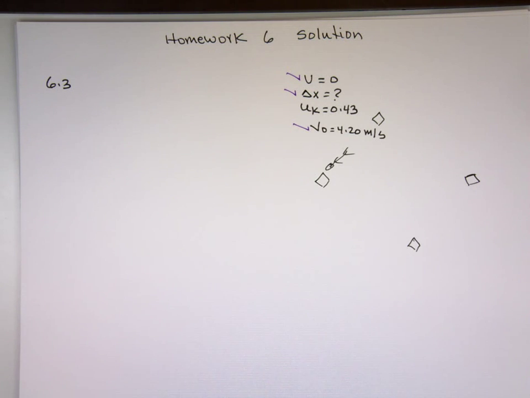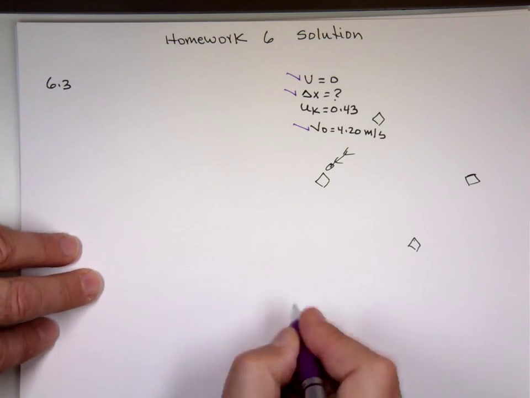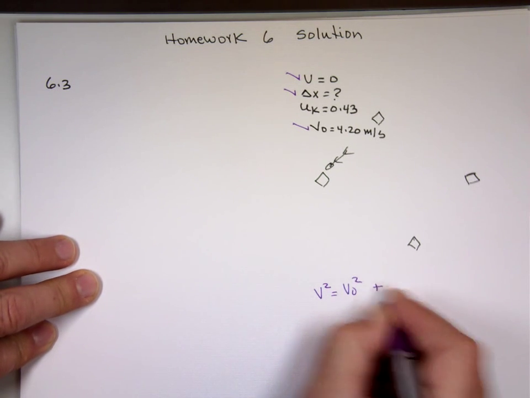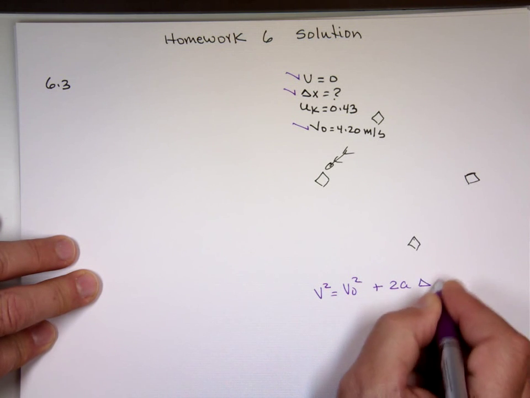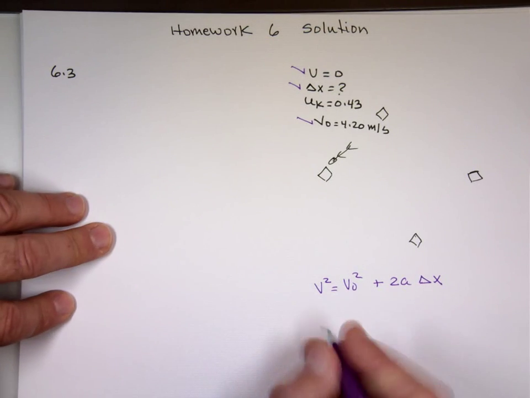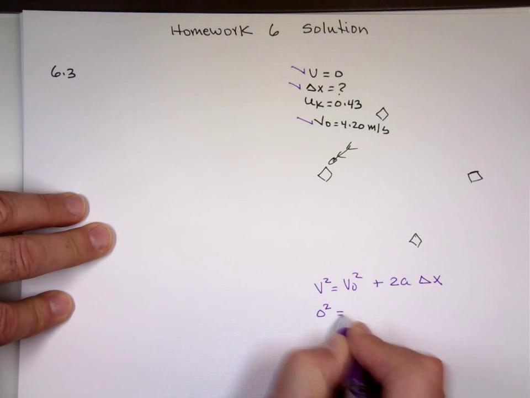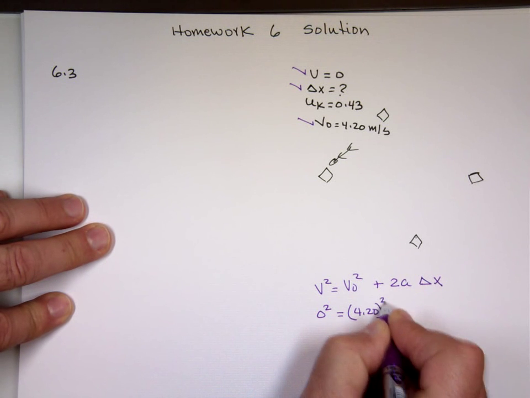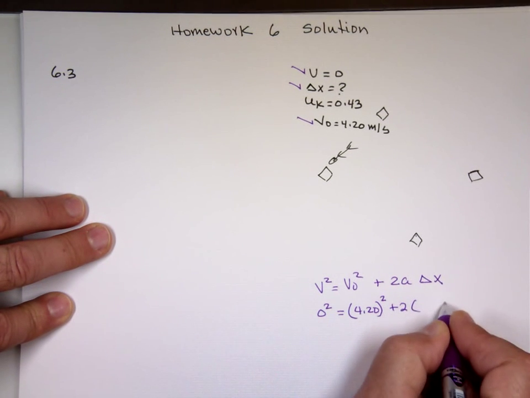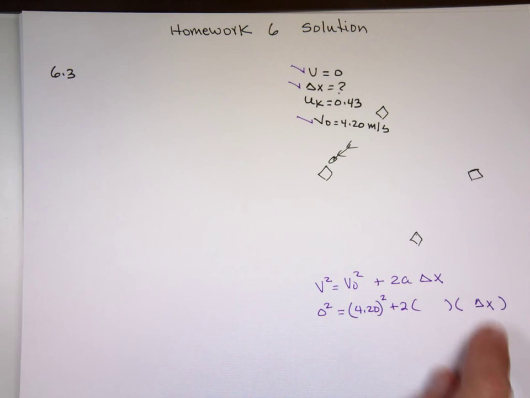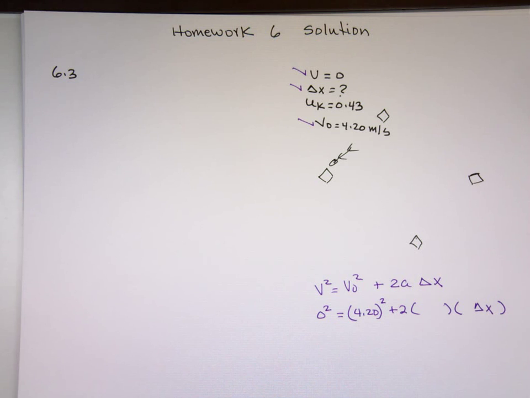If I look at my equation, there's one that will get me there, but it's missing something. This one. I know my final velocity, which is 0. I know the initial velocity, which is 4.20. You gotta square it. Plus 2 times, I don't know what a is equal to, and I don't know what delta x is equal to. I'm looking for delta x. So I can't solve for delta x if I don't know what a is.